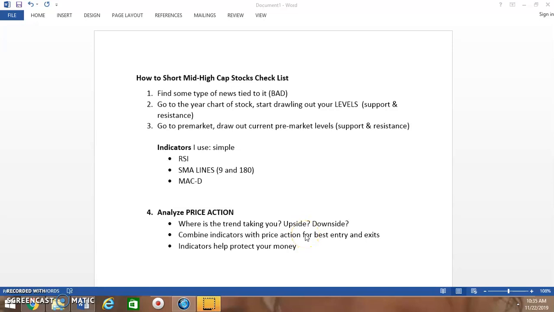Okay, so the first thing I do is find a stock that has some kind of news tied to it, right? So I'm short biased mostly, so I look for some really bad news, okay? And then I go to the year chart, and I go to the 1 year and I start drawing my levels, okay? Support, resistance, whatever. Major key levels of the whole year of the stock, okay?